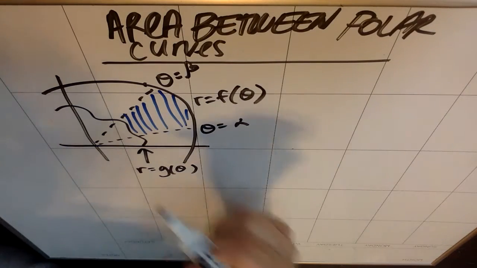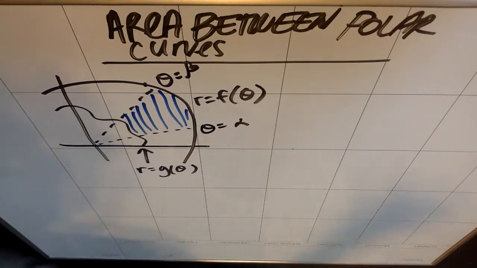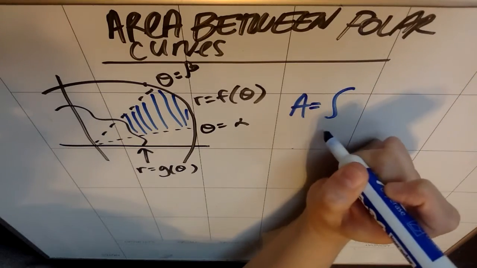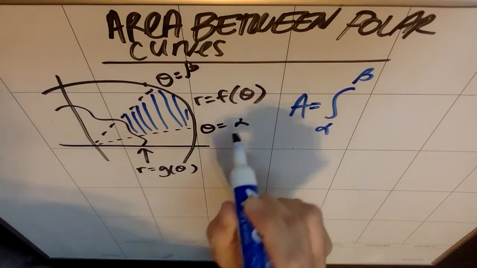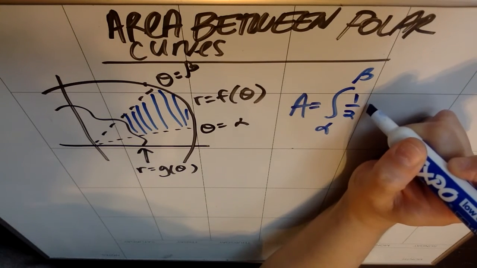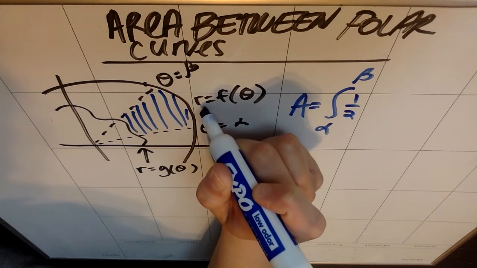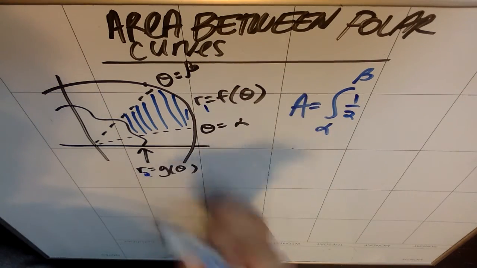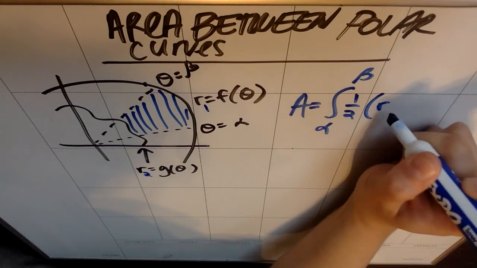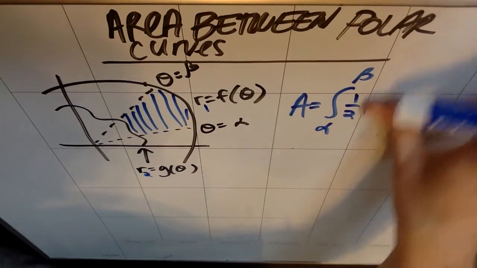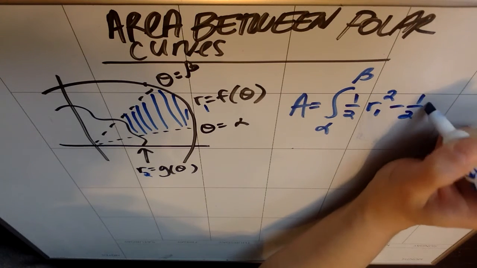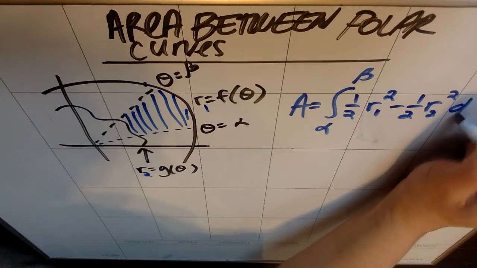So the formula for this blue area, the area between these two polar curves, is the integral from alpha to beta, from the starting angle to the final angle, of 1/2 R sub 1 squared minus 1/2 R sub 2 squared with respect to theta. I'm going to call this one R1 and this one R2. In this situation, R1 is my bigger quantity.